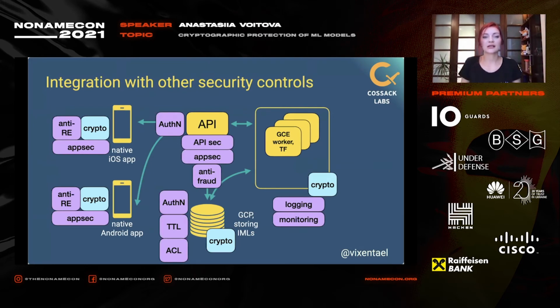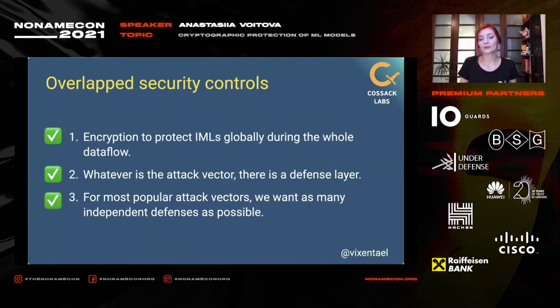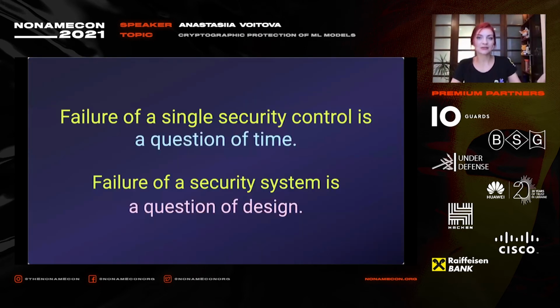The message here is that cryptography is nice. We encrypted machine learning models as far as we can, and then we added traditional security defenses for mobile applications, for API, for cloud storage, for cloud workers. We put this logging, monitoring, and our ecosystem is not a black box anymore, right? So encryption is an ultimate security control, and then traditional security controls to support to work in parallel, to work independently. Defense in depth, right?